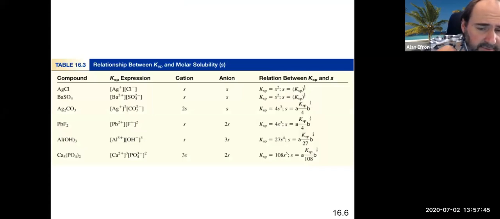So this is just a table, not from your book, but you have something similar. I just showed you the different combinations that occur depending on if it's a 1-to-1 relationship, 1-to-2 relationship, and so forth, in terms of the mathematical relationship that you get.